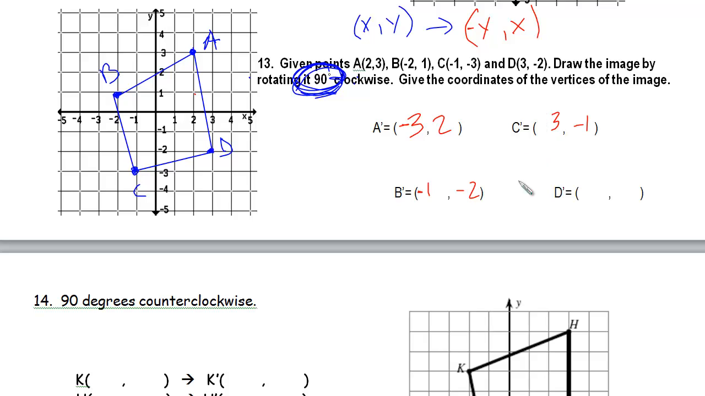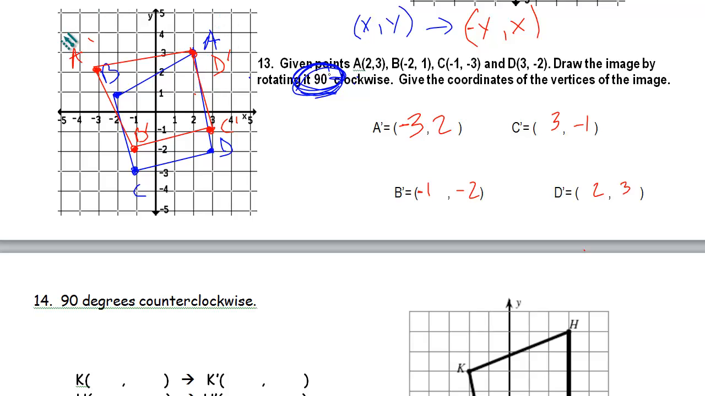So that's a plus, I'll just delete it. D, I'm going to flip, -2, 3, and then change the sign. So it's positive, I'll delete it. And there's my new coordinates, simple as that. -3, 2. There's A prime. B prime is -1, -2. C prime is 3, -1. And D prime is 2, 3. And there's my new quadrilateral with a 90-degree rotation.